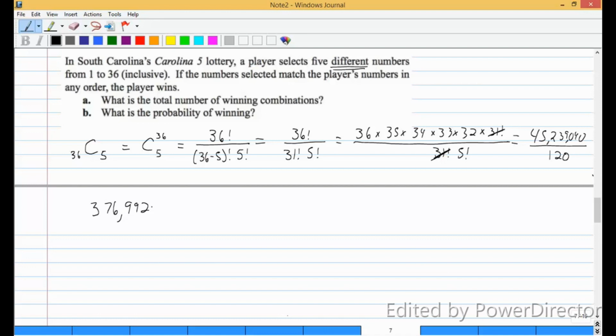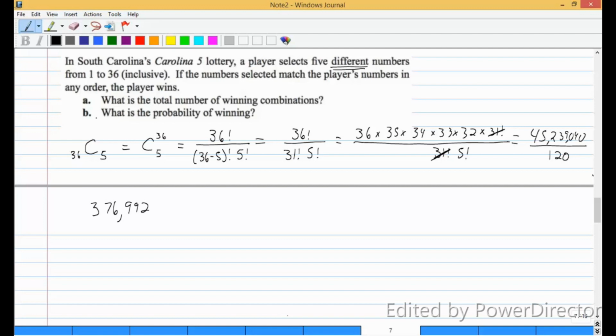376,992. So what that means is, if I was to purchase one of these lottery tickets and go in there and write down my 5 different numbers that were between 1 and 36 inclusive, then there are 376,992 ways that I could select those numbers.